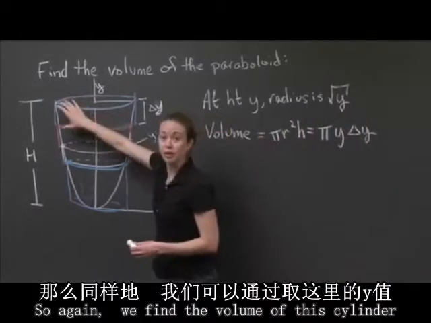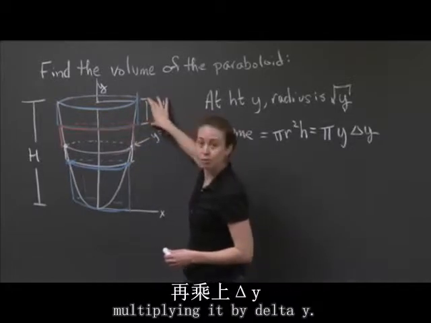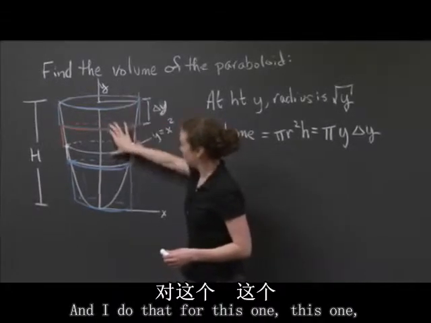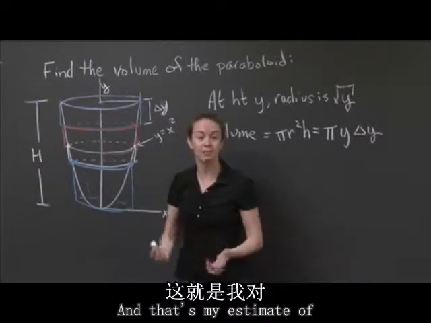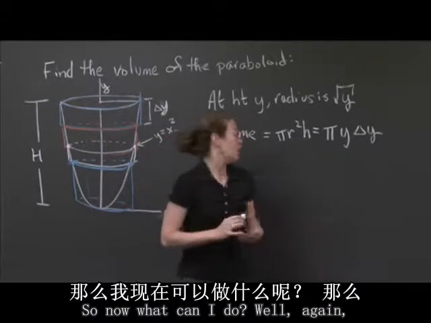So again, we find the volume of this cylinder by taking the y value here, multiplying it by pi, and then multiplying it by delta y. And I do that for this one, this one, this one, and this one, and then I add them up, and that's my estimate of the volume of the whole paraboloid. So now what can I do?